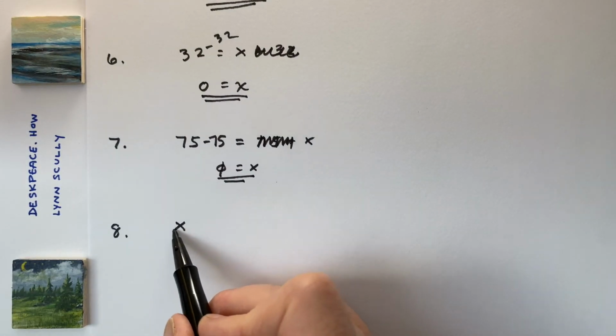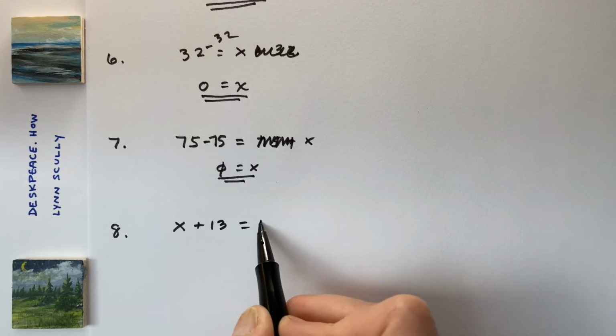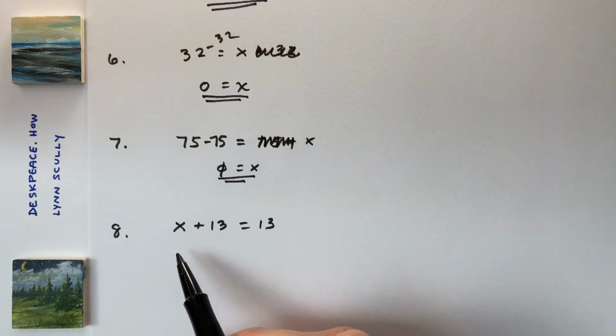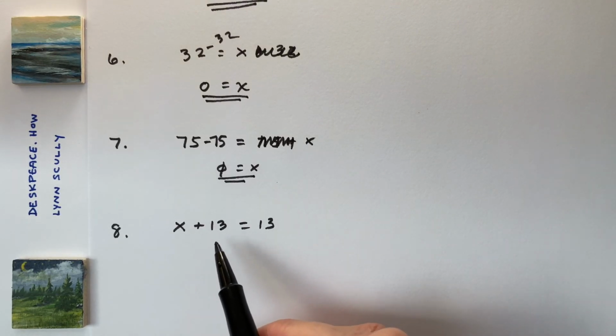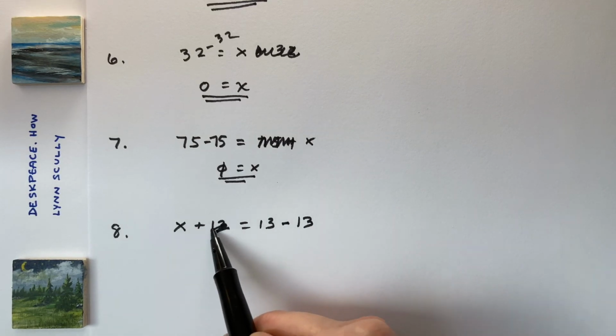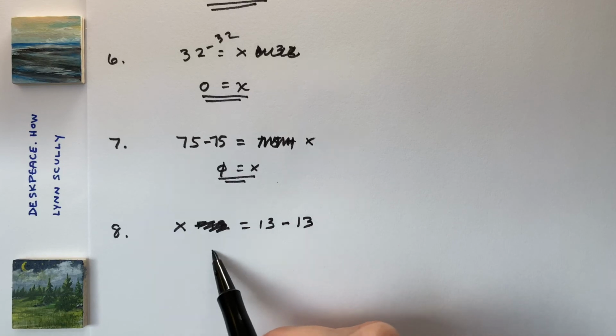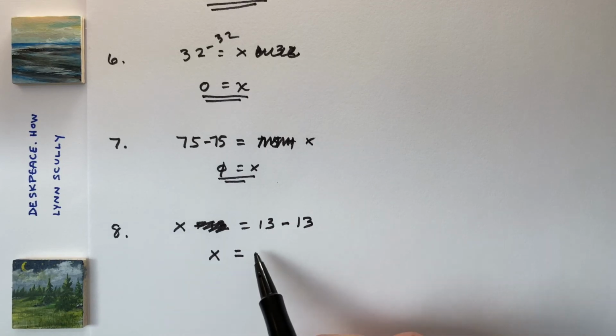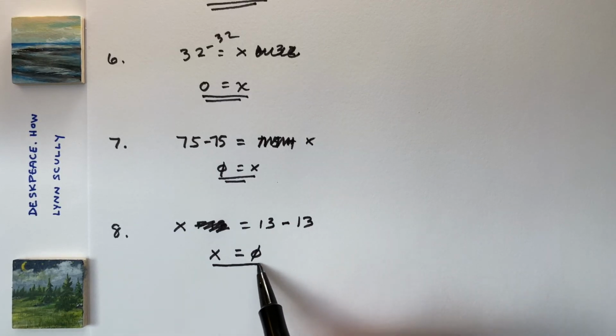Number 8. I have x plus 13 equals 13. Here's my x. I want to get it alone. The 13 is attached by addition. I'm going to move it by subtraction to the other side of the equal sign. I'm getting x equals 13 minus 13 is 0.